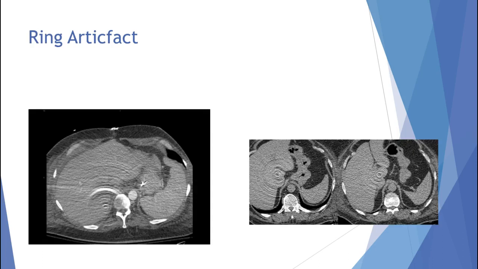Okay, again, here's some more ring artifacts that show up. And this is a really bad one right here. So this is a bad detector array or something's happening.